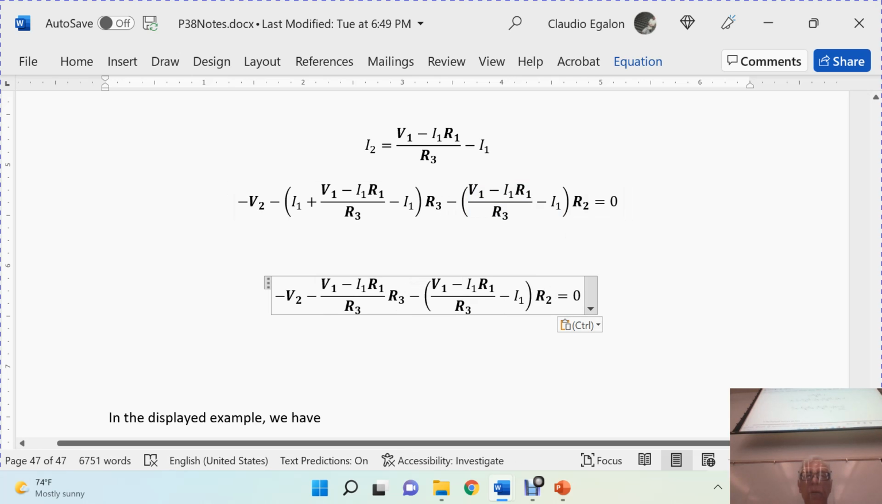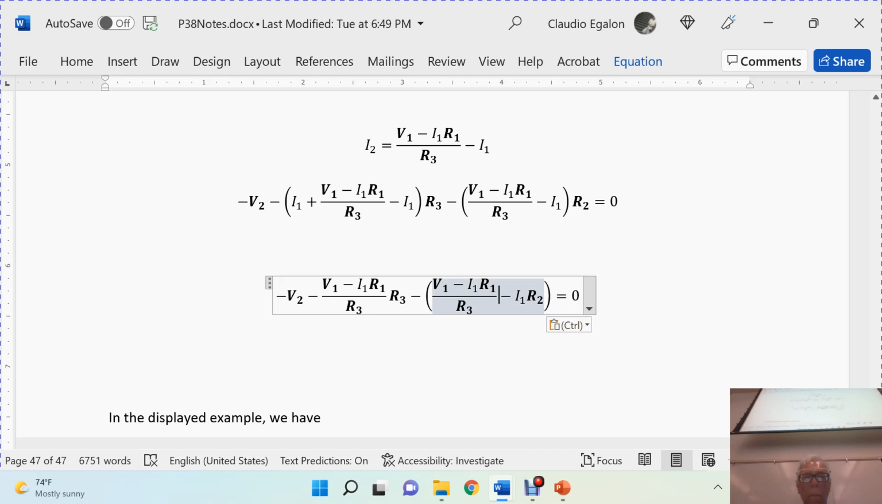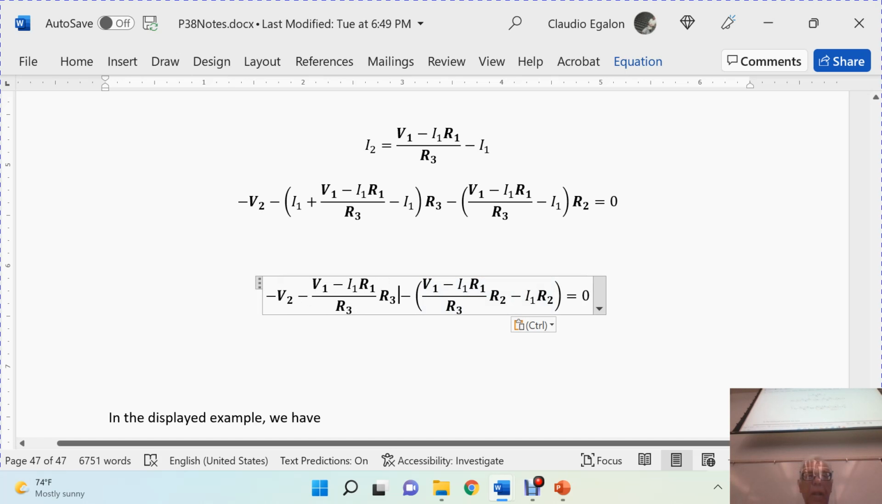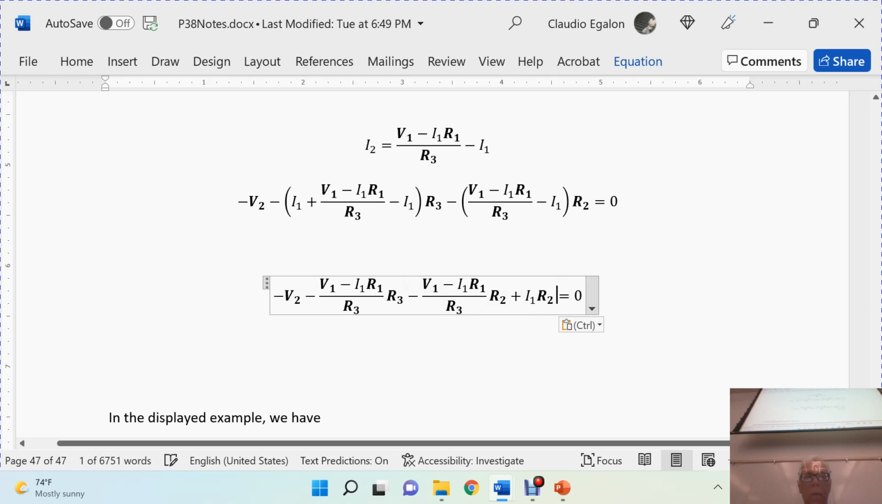Okay, so let's see what we can do. Distribute R2. R2. Distribute the negative sign. Distribute the negative sign. Okay, here we go. Hopefully I didn't make a mistake.